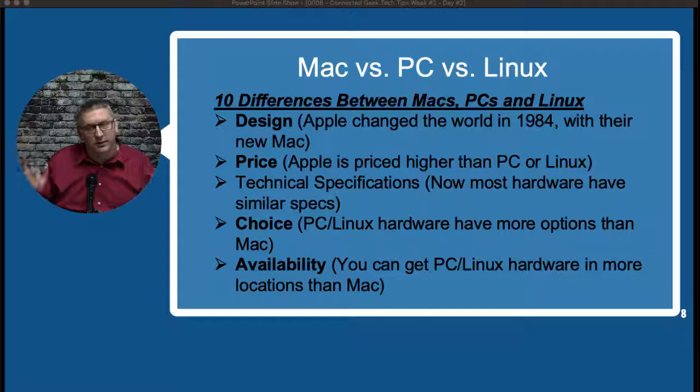There's a lot of people that gear their particular viruses towards Windows because they don't like that they're taking over the world. Anyway, let's go back down to here and talk about some of the differences. So here's the first four: design, price, choice, and availability. The first one is design.